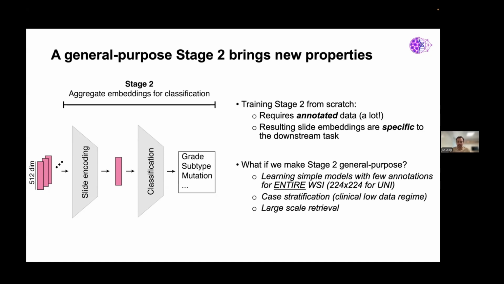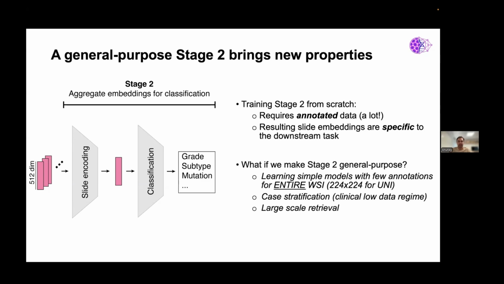So this is where I would really like to shift our gears towards what I'm going to refer to as slide representation learning. And slide representation learning is really trying to focus on making stage 2 general purpose. So how can we train stage 2 in a task-agnostic manner and then have very little data to tune this stage 2 model to a specific task?